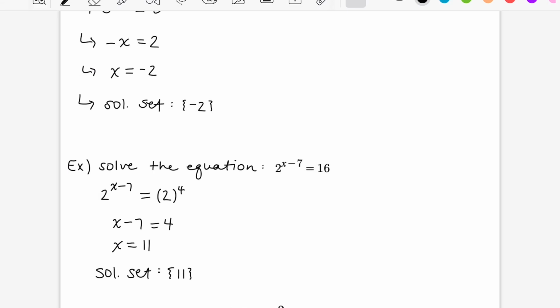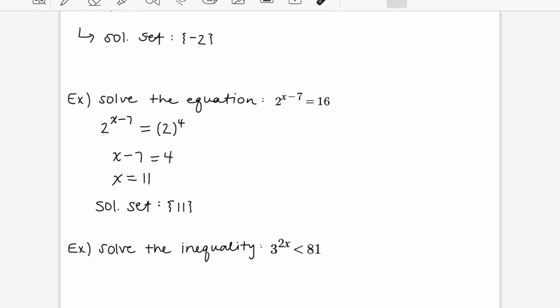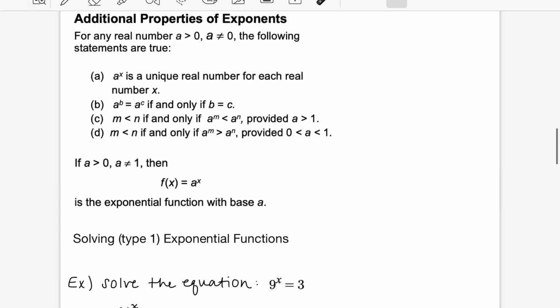And lastly, we're going to do the same thing, or something similar, but now we're looking at an inequality. We want to solve this inequality: 3 to the power 2x is less than 81. In this case, we're going to use property C here. It says that m is less than n if and only if a to the power m is less than a to the power n. So what we want to do is rewrite our inequality so that we have the same base on both sides, and then we can set our exponents like this.